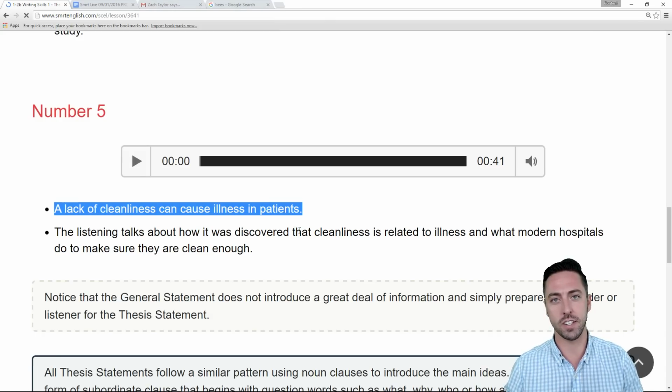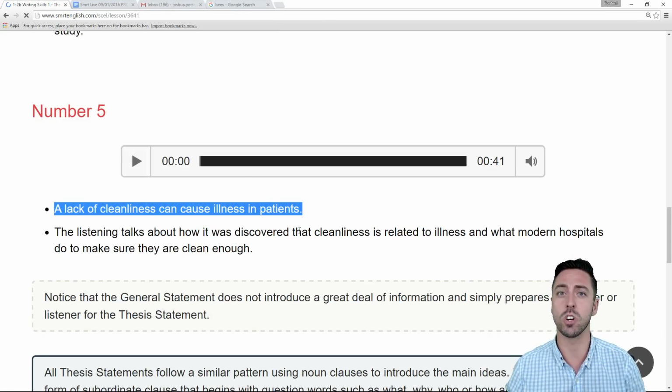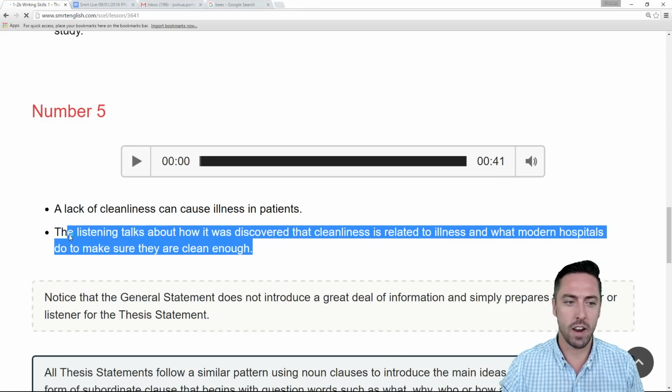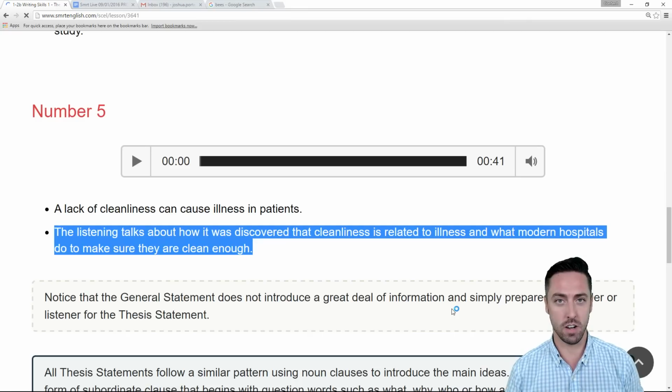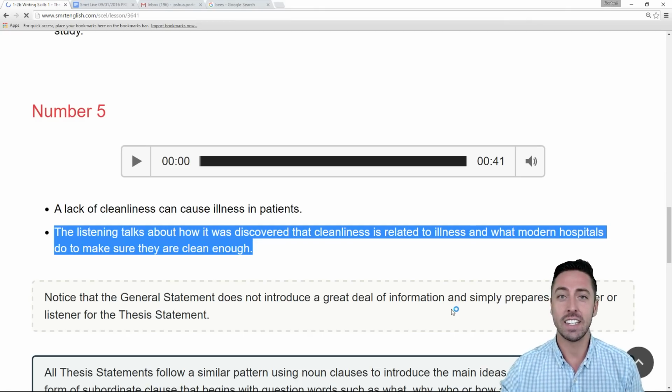So early on in medicine, since earlier I let you know I used to work in medicine, it's been argued that the most important invention or just change in practice in medicine was cleanliness, washing your hands, because you can get sick if you are in the hospital and someone does not wash their hands, so it's very important. So a lack of cleanliness can cause illness in patients. And this listening will talk about how it was discovered that cleanliness is related to illness and what modern hospitals, so current new hospitals, do to make sure they can clean enough.